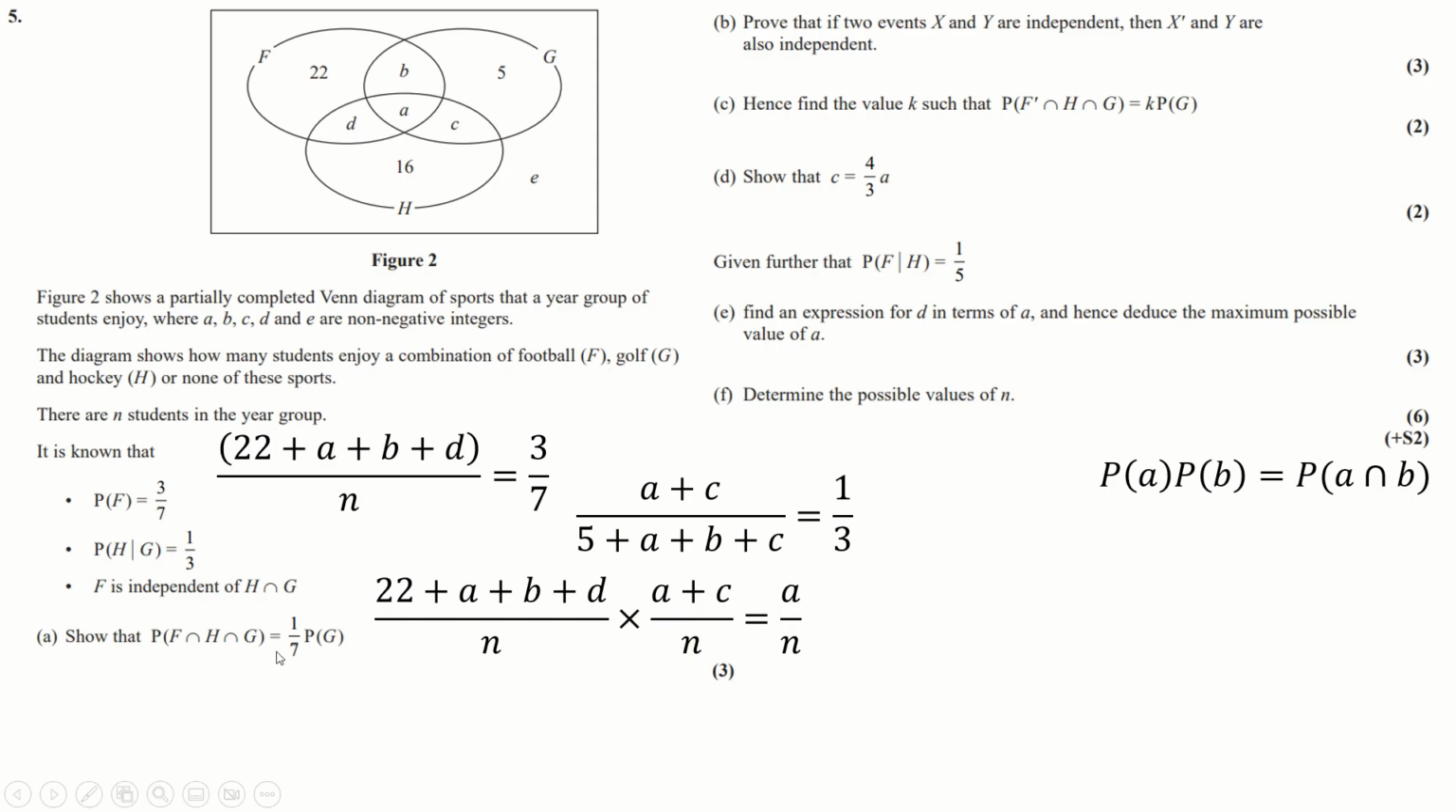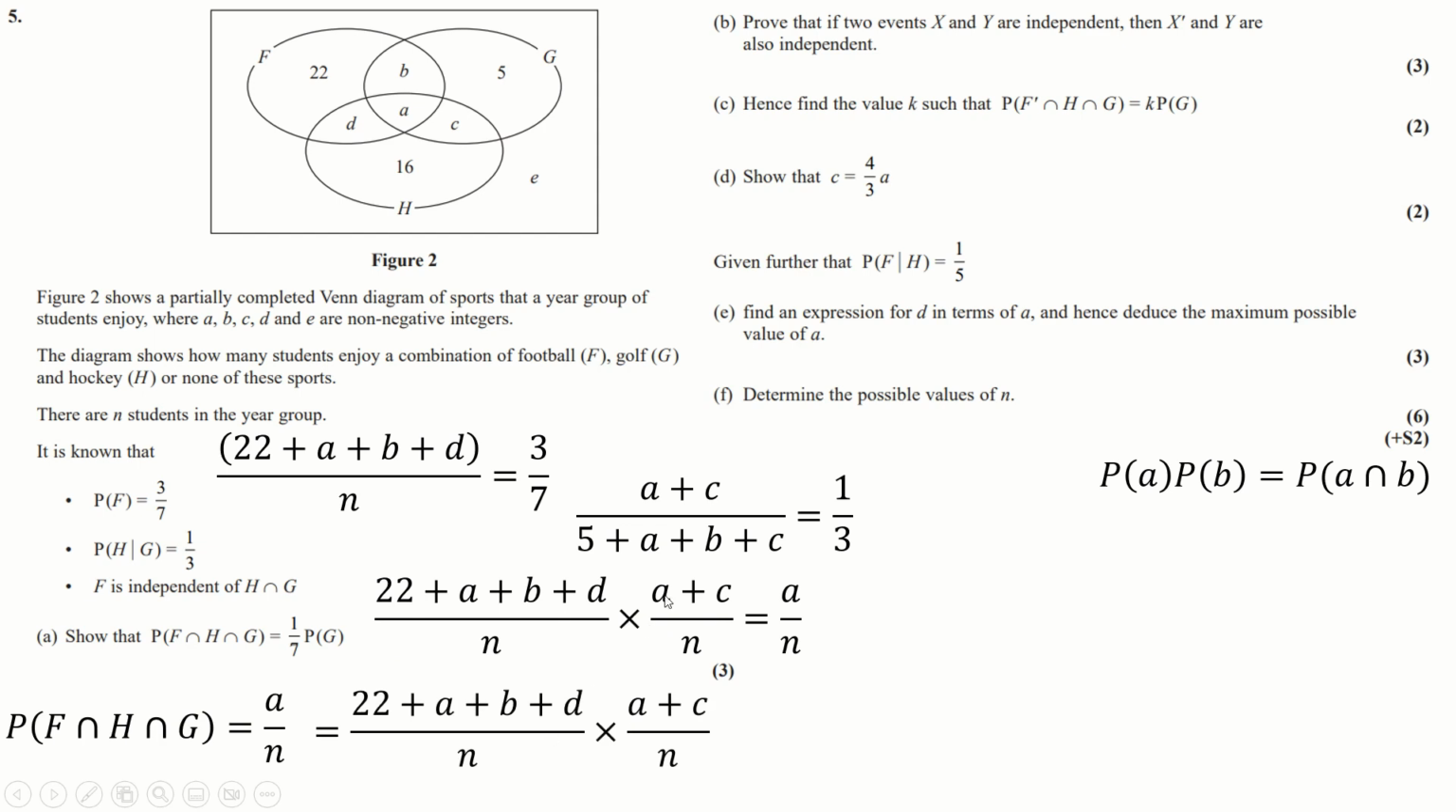Show that this thing here, well, this thing here is just A over n, as we've already discussed. The intersection of all three is just A, so that's A over n. But that's equal to this thing here, based on what I just said. And this thing here is quite easy to deal with because you know this bit is just 3/7. Just all of this is just 3/7.